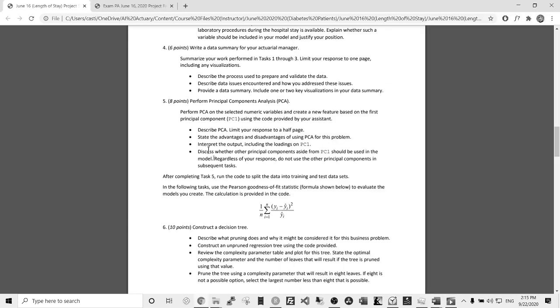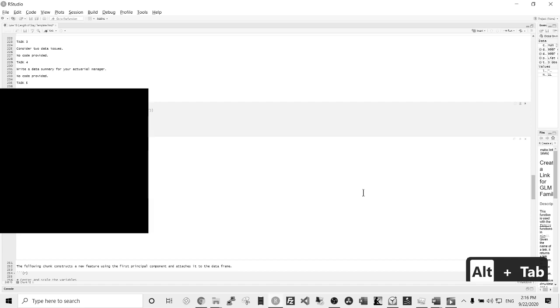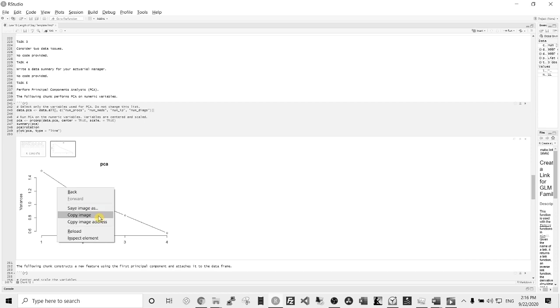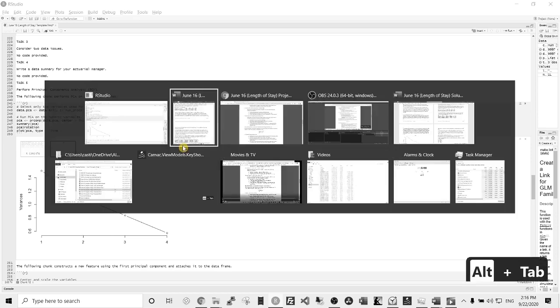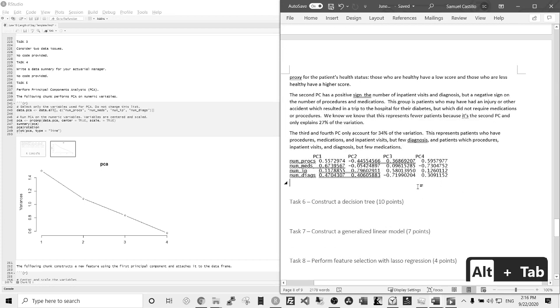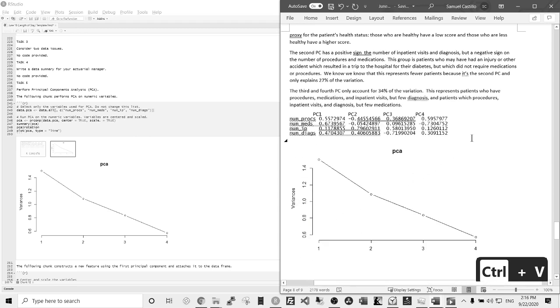Next, discuss whether other principal components aside from PC1 should be used in the model. Regardless of your response, do not use the other principal components in subsequent tasks. So, should you use principal components in a model? In this case, what we said before was that the percentage variance explained for the first principal component is only 38%, which is not very high. So I would not suggest using principal component analysis here because it doesn't add very much value. In other words, it wouldn't improve the model's prediction, and it just makes the result more confusing.